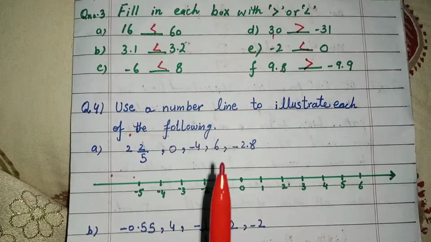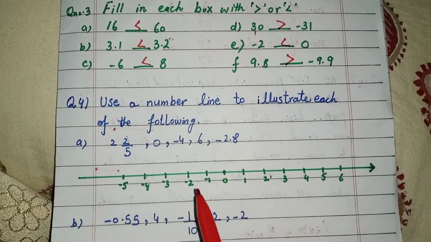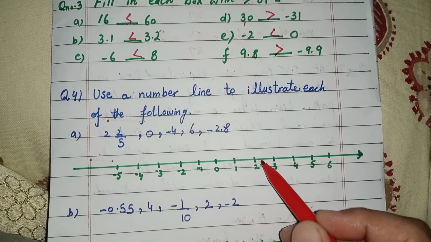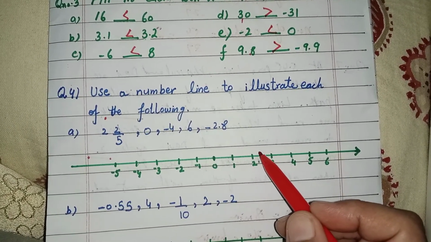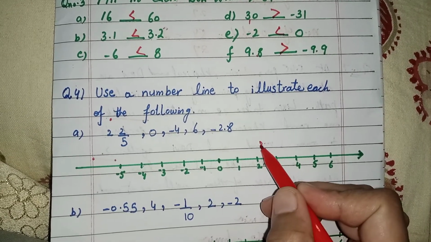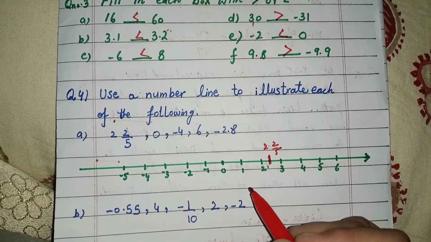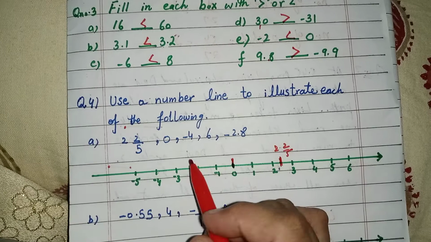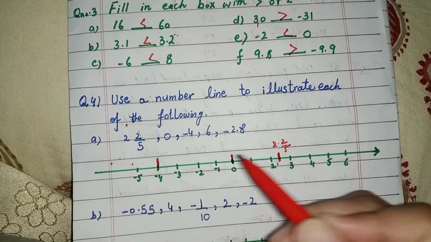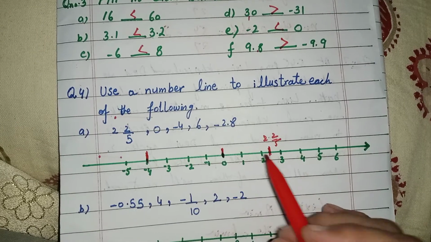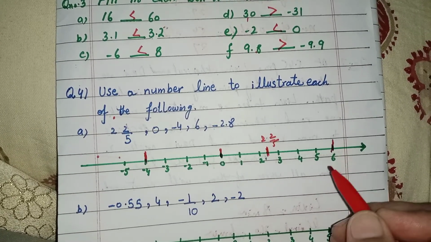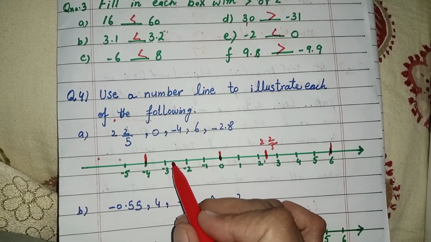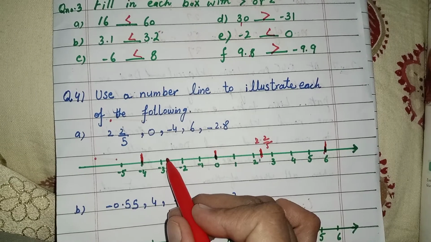Use a number line to illustrate each of the following. Dear student, the first number is 2.4 and you can see very easily 2.4 lies just before 2.5. Here I write 2 whole 2 by 5. The other number is 0 and it is represented exactly on 0. The third number is minus 4, it is represented here. And the number 6 is represented by this. And minus 2.8, dear student, minus 2.8 is just before the minus 3.